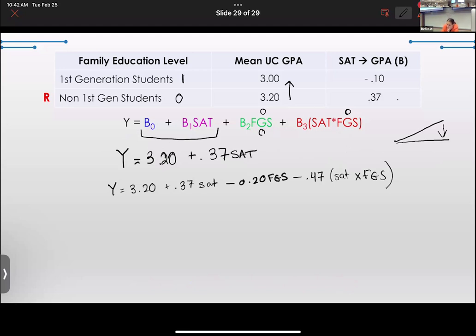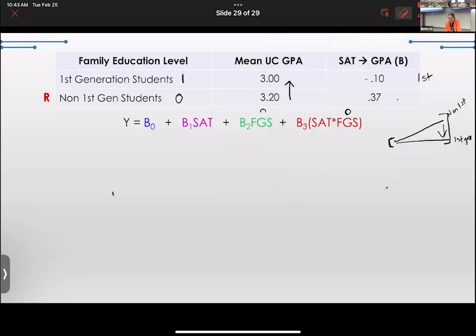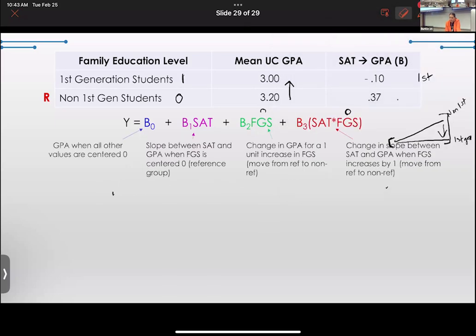So this is the line for non-first gen. This is the line for first gen. The single equation has to give us the change in the intercept and the change in the slope, right? How does it do that? Well, we went through the 3 parts, right? When we have a categorical predictor, this is the change in the intercept, and this is the change in the slope. Cool? You get to practice one of those on your DA.